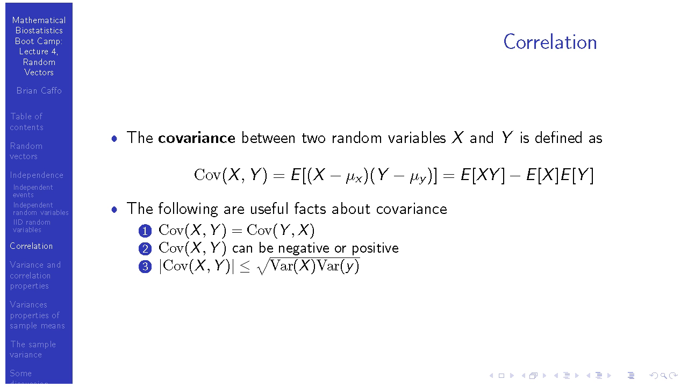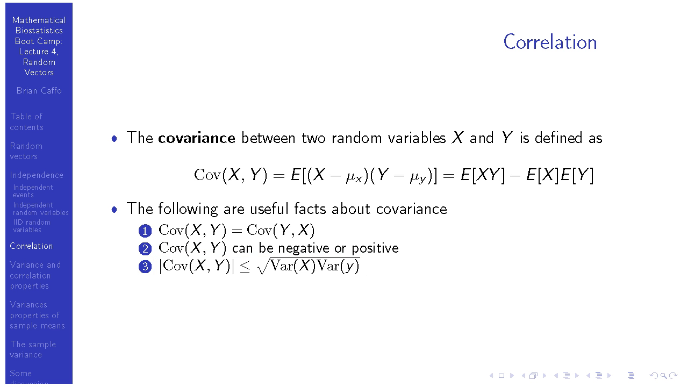So there's some very useful facts about covariance. First of all, the covariance, you can interchange the variables and you get the same number. So covariance of x comma y is covariance of y comma x. The covariance can be negative or positive, but in an application of so-called Jensen's inequality, we'll tell you that the absolute value of the covariance of x comma y is less than or equal to the square root of the variance of x times the variance of y. So we could just write this right-hand side as the standard deviation of x times the standard deviation of y.